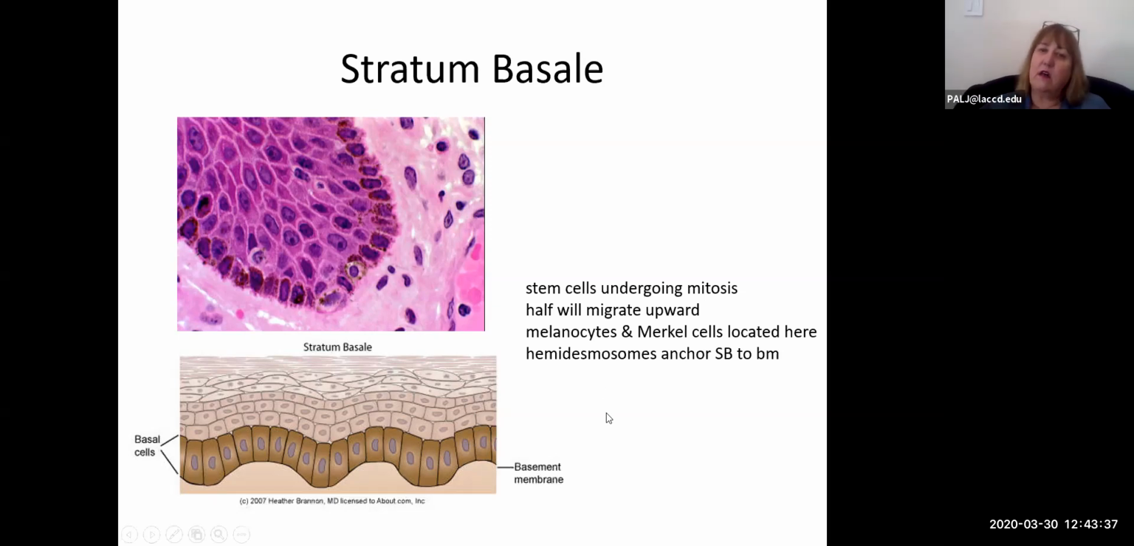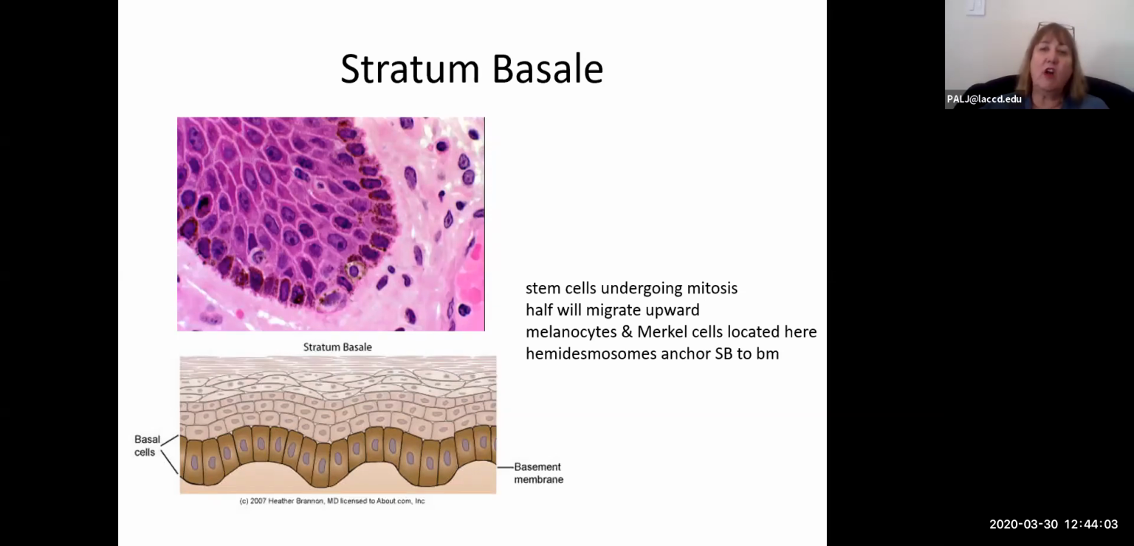If you recall, last week when I was talking about how epithelium is anchored to the basement membrane, I talked about the hemidesmosomes. Well, we're going to have the hemidesmosomes anchoring the SB, the stratum basale, to the BM, the basement membrane, here as well. Remember, stratum basale is the deepest layer, only one cell thick.